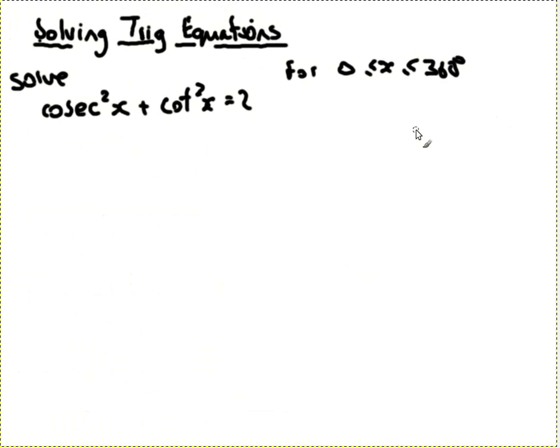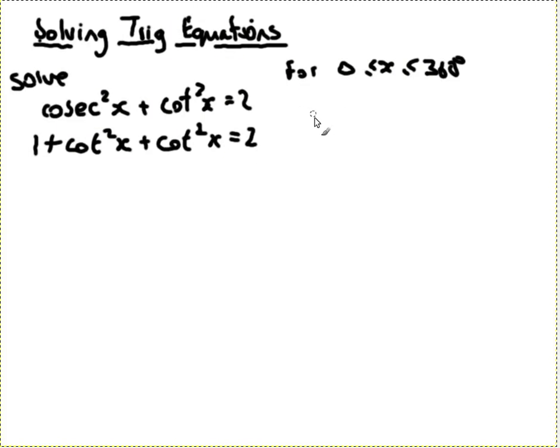Okay, let's just do one more just so we get comfortable with this. This time we're going to solve cosec squared x plus cot squared x equals 2 from 0 to 360. Now in this one, because you've got a cosec squared and a cot squared, it seems much more natural to use one of those identities I proved in the very first few minutes, namely that 1 plus cot squared is cosec squared. So if I write that cosec squared as 1 plus cot squared, I end up with that.